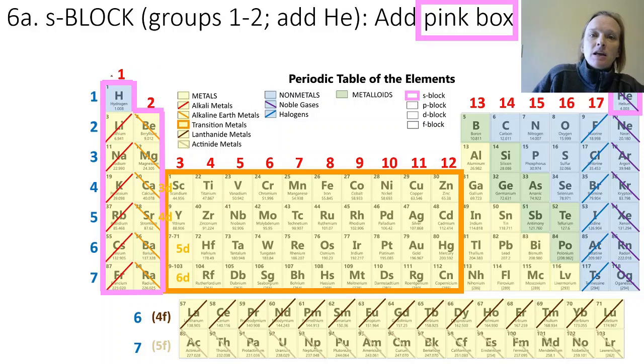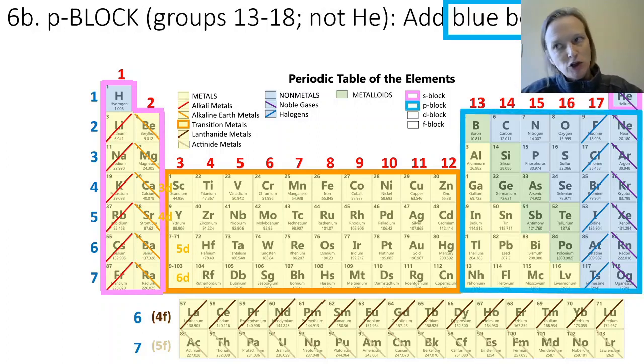The S block is groups 1 and 2. I'd like you to use a pink highlighter or just go around them in the color pink to represent the S block. And remember to update your legend as well. In addition to groups 1 and 2, helium is also in the S block. So please also put a pink box around helium.